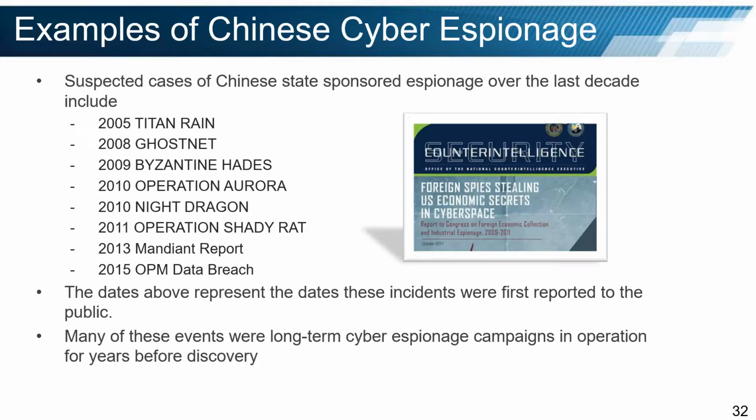Examples of Chinese cyber espionage. Suspected cases of Chinese state-sponsored espionage over the last decade include well-known and publicized incidents such as Titan Rain, GHOSTNET, and Operation Shady Rat. In 2013, Mandiant published a damning investigative report which clearly linked units of the People's Liberation Army to economic espionage. It is important to note the dates on this list represent the dates these incidents were first reported to the public. Many of these events were long-term cyber espionage campaigns in operation for years before discovery.